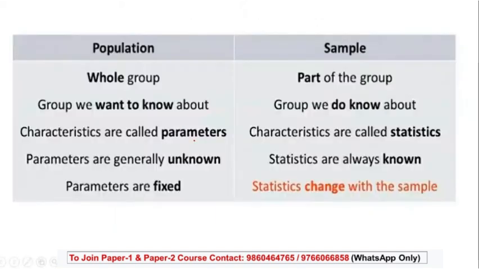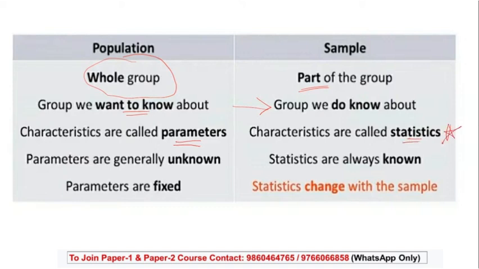Now let's understand the difference between sample and population. When we say population, it takes into consideration the whole group, whereas sample is nothing but a part of the group. Population is the group we want to know about, so exactly what you want to study, but sample is the group we know about. We wanted to know about the whole group, but from that we have got just this much part, so we know about this particular group, which will be termed the sample. The characteristics of population are called parameters, whereas the characteristics of samples are called statistics.